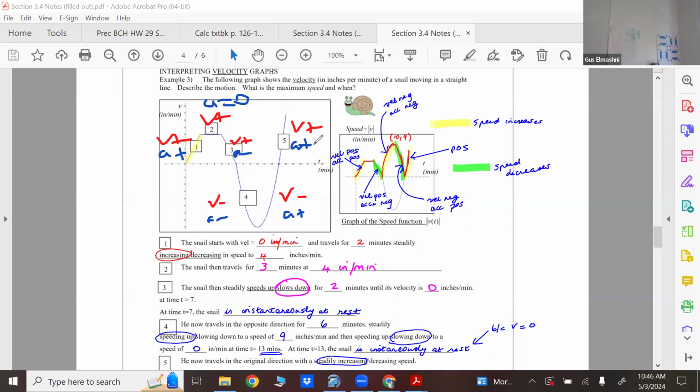Stop, that's all. Stop. Okay, this is the big part of it. This is the big takeaway: slowing down and speeding up.